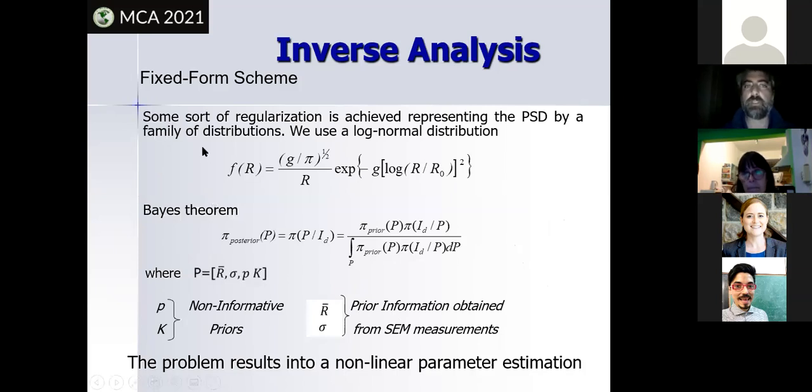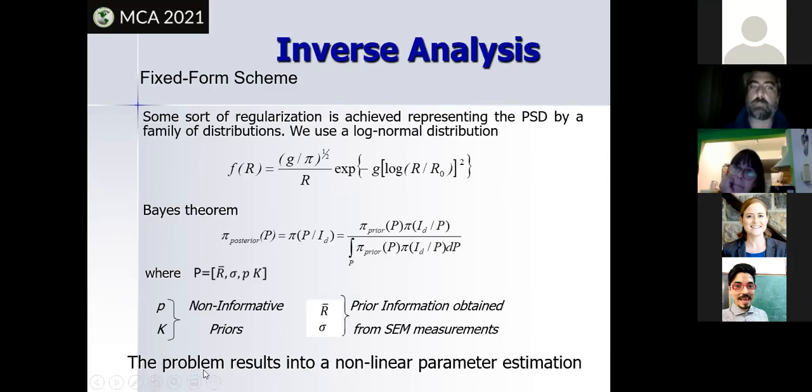So the fixed form scheme. As you know, for every inverse problem we need regularization. This is achieved, in this case, by representing the PSD by a family of distributions. We use the log normal distribution with this formula with parameters G and R sub zero, but through some transforms we can go to the mean radius and the PSD standard deviation sigma, which are the actual parameters we are going to use. Applying Bayes' theorem once again, now for the capital P set of parameters, we have the mean radius, sigma, P and K. In this case, we use a non-informative prior for P and K, and the prior information obtained from SEM measurements for the mean radius and sigma.